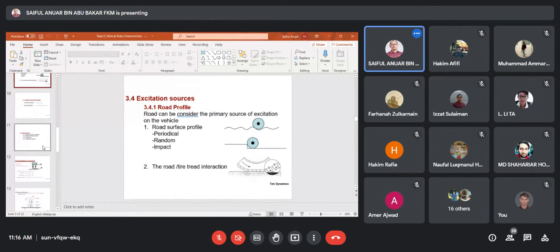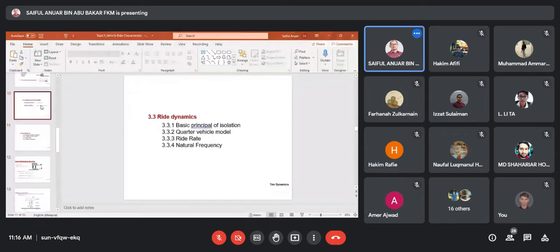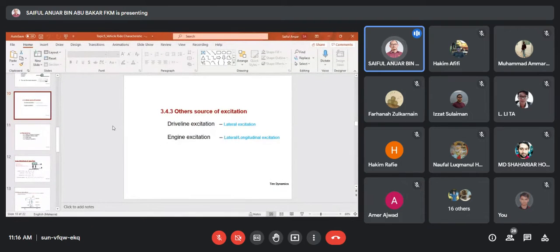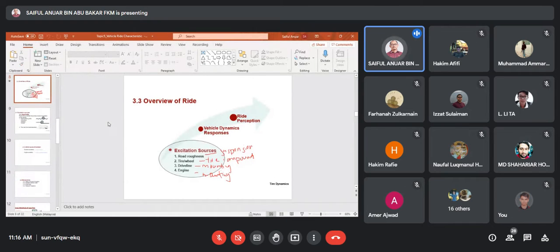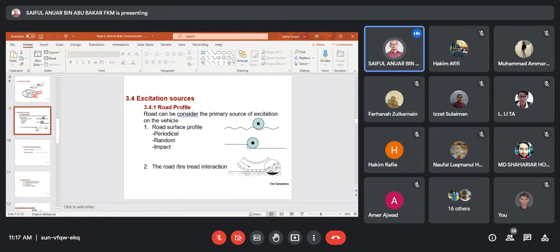Okay, last time where we left. During our last class, we were already on the vehicle ride topic, and the last part we added was the source of excitation that might affect vehicle ride comfort. The source of excitation might come from the road, from your engine, from your transmission, and also from the wind, which is what we call noise, vibration, and harshness.